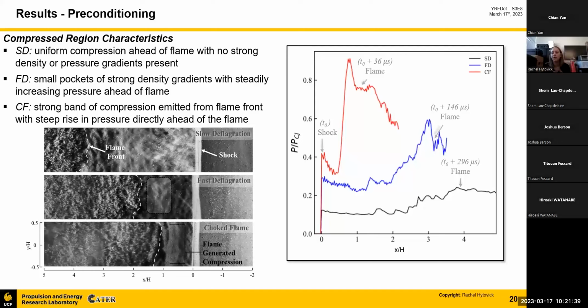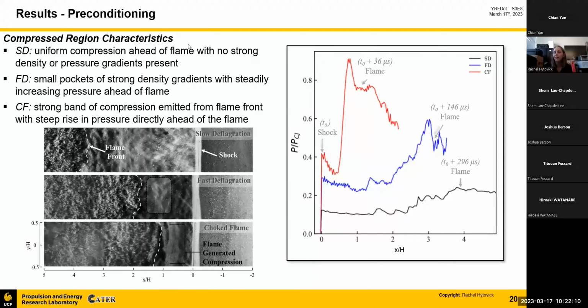So that's a lot of what motivated the study: we were seeing these really strong compression bands almost emitting from the flame front that we wanted to understand better. So here we have our shock coming in, and then we see a ton of pressure increase right before our flame comes in 36 microseconds later. So qualitatively from our schlieren, that's what we're seeing, and also our pressure measurements were showing these really high increases in pressure right ahead of the flame front for flames that were approaching the CJ deflagration condition.